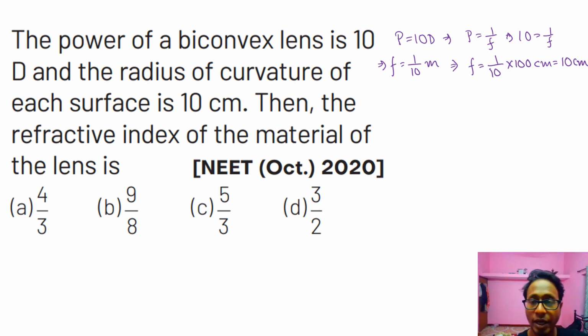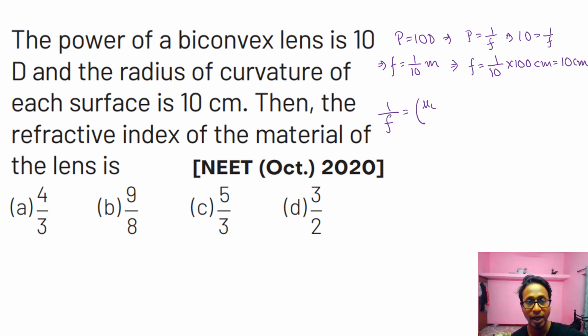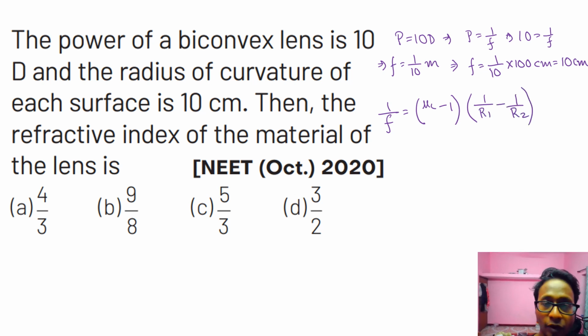Now can I apply the Lensmaker formula? Yes. The Lensmaker formula is 1 by focal length is equal to mu of lens, the refractive index of lens, divided by refractive index of air. Here I am considering the refractive index of air to be 1 and I am considering the lens to be operating in air. So mu L by 1 minus 1, multiplied by 1 by R1 minus 1 by R2, says the formula. The power of a biconvex lens.